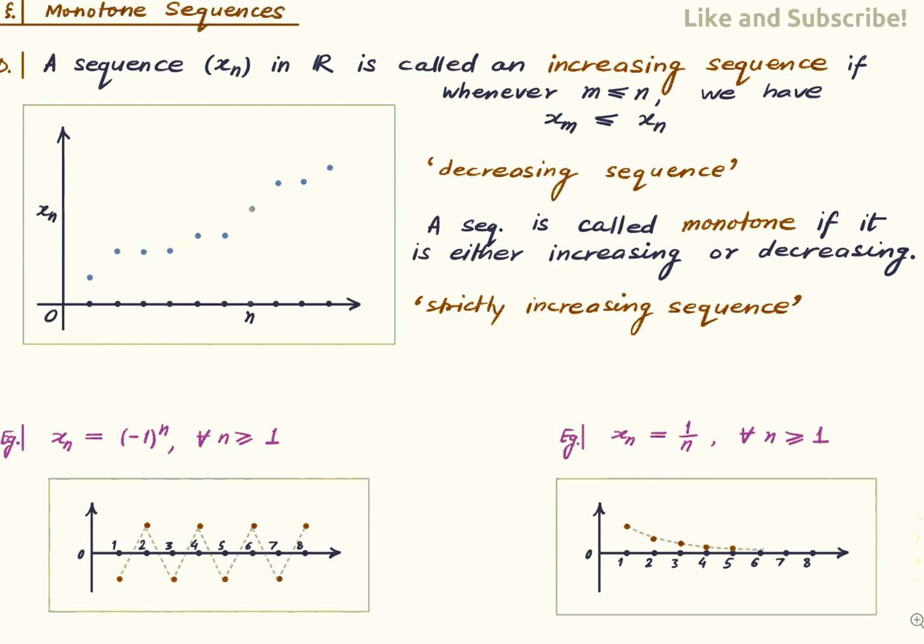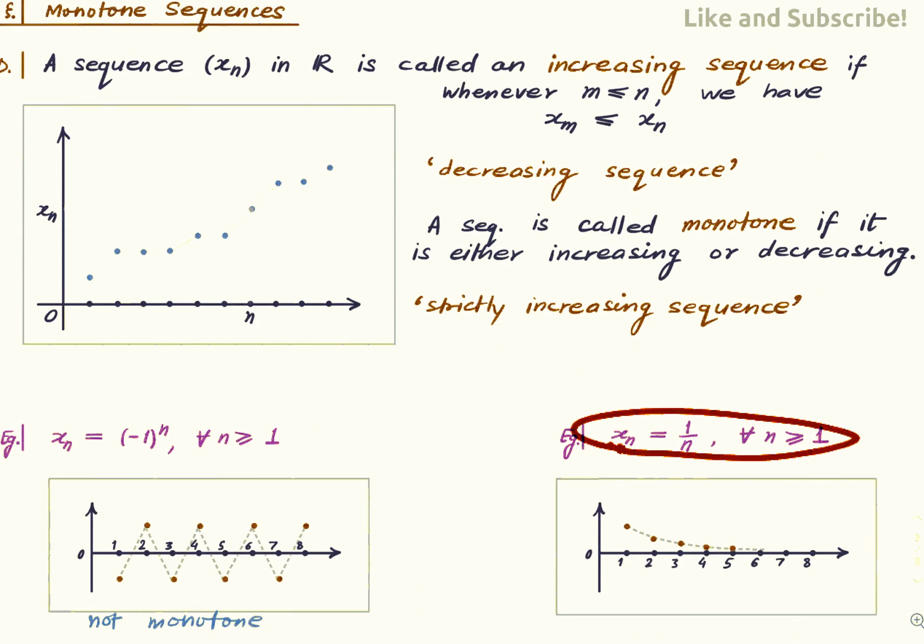The graphical representation of this sequence is just -1 on odd natural numbers and +1 on even natural numbers. So it is zigzag. And this is neither increasing nor decreasing, and this is not a monotone sequence. So this is not monotone.